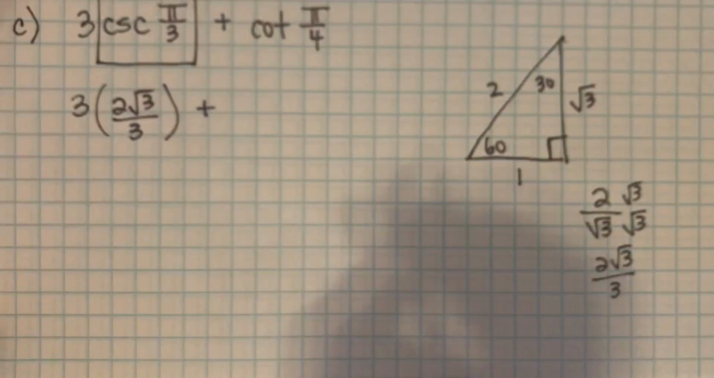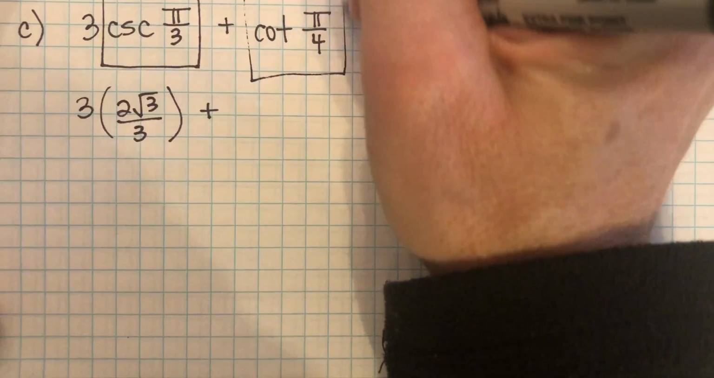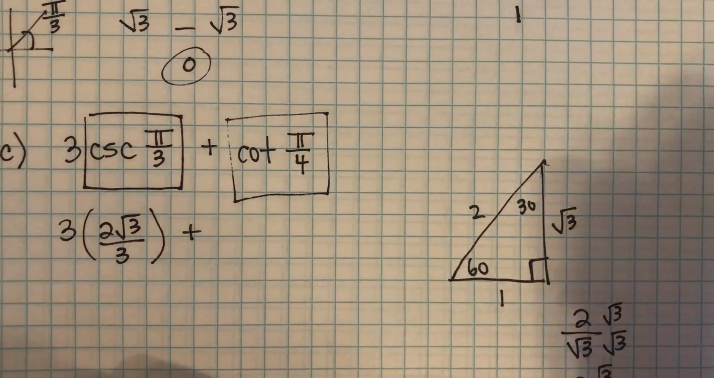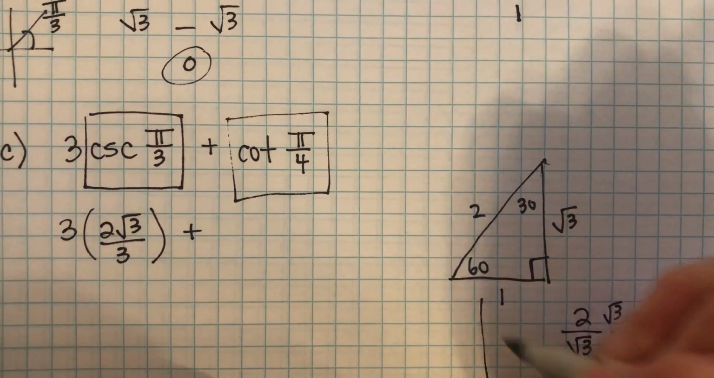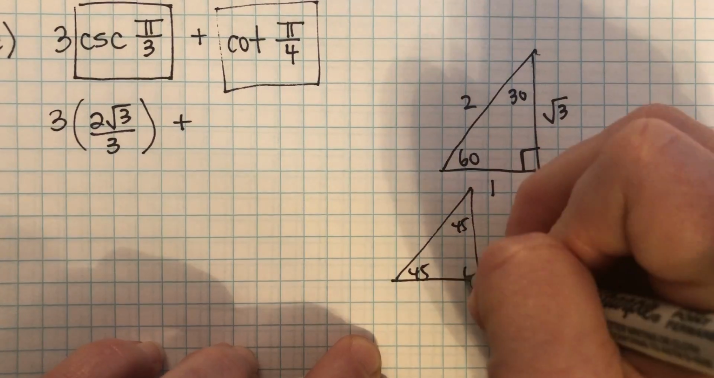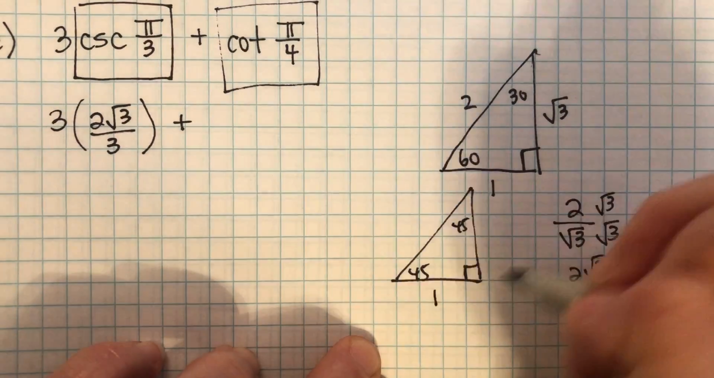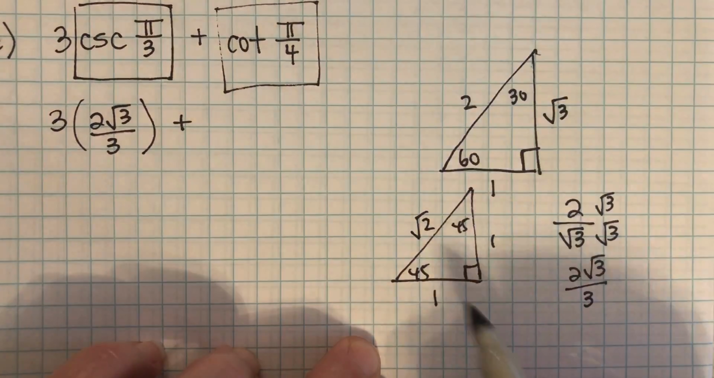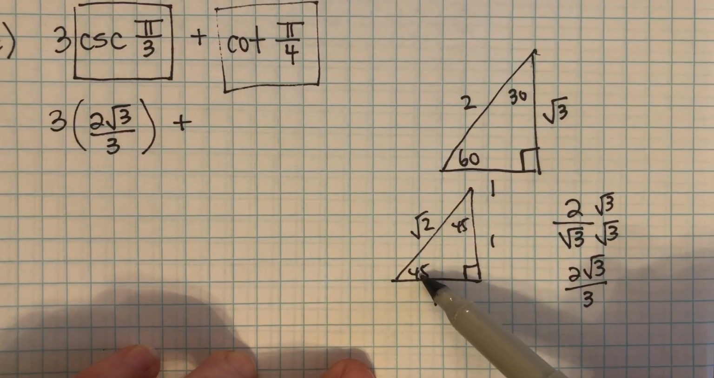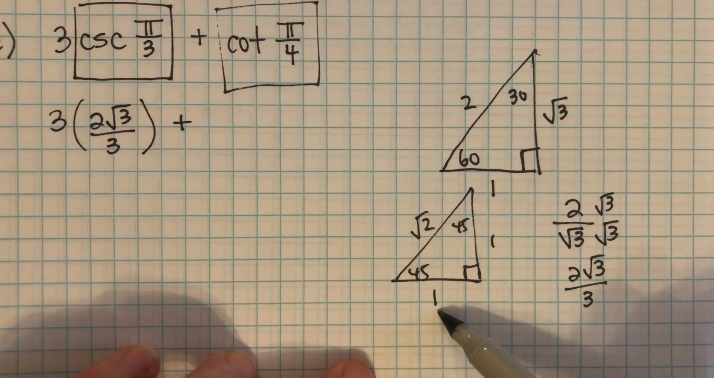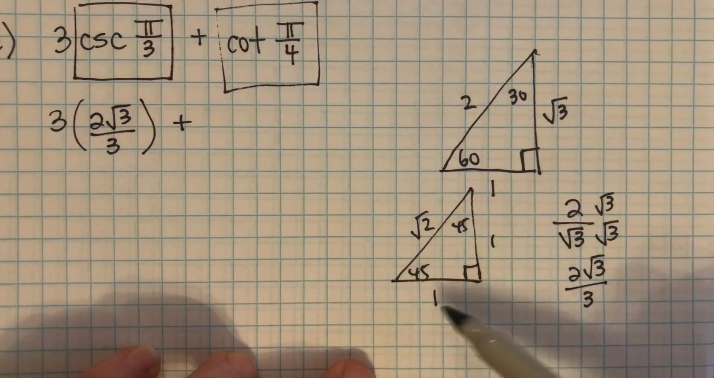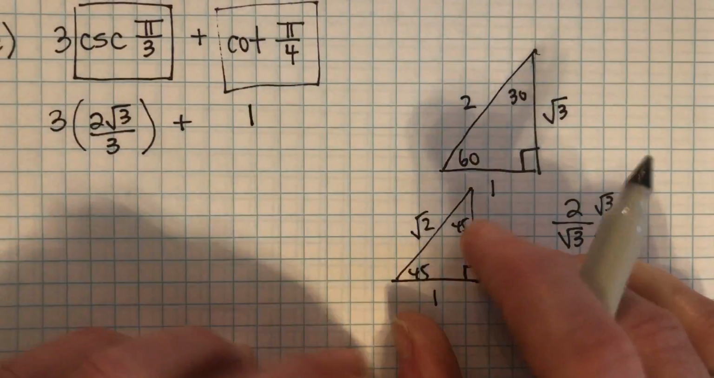And then we're going to add that with, what's the cotangent of pi over 4? Well, pi over 4 is 45 degrees, right? We should know that. So if you whip up a 45, 45, 90, it has special side lengths 1, 1, root 2. So now the cotangent is the reciprocal of tangent. So the tangent of a 45 would have been O over A, 1 over 1. But the cotangent is A over O. It's still 1 over 1. So it's 1.